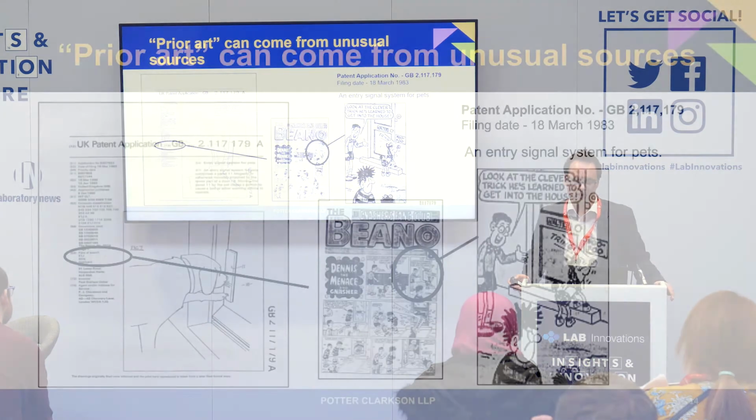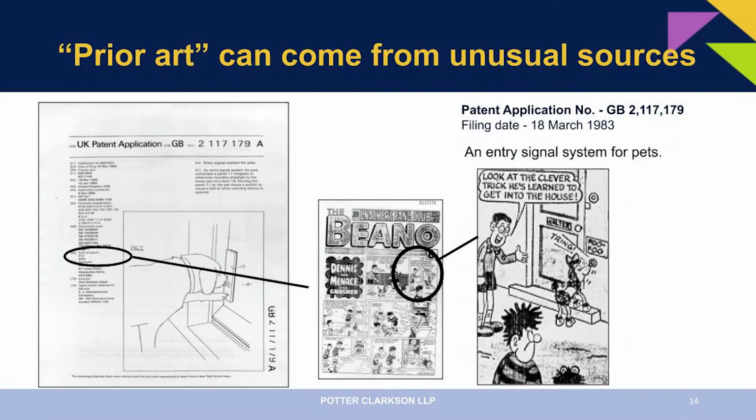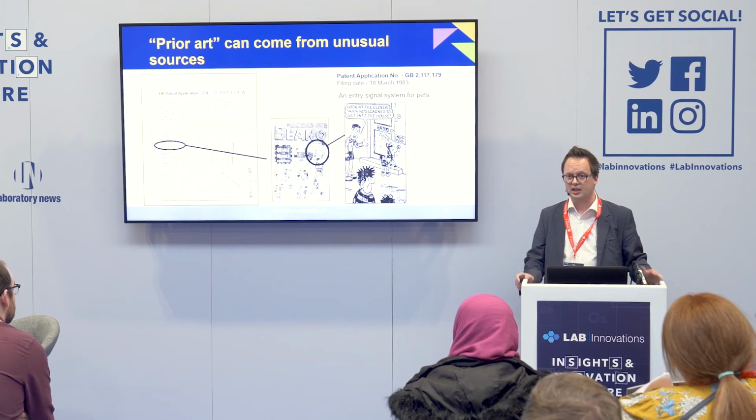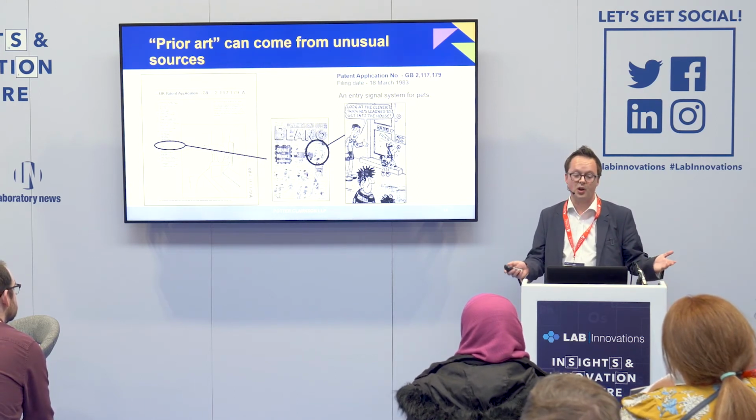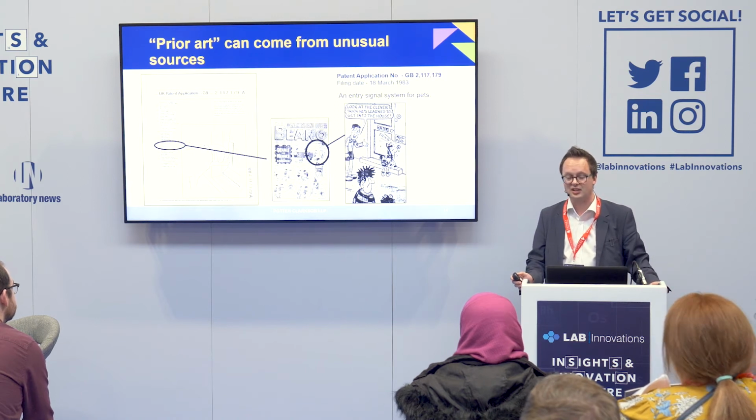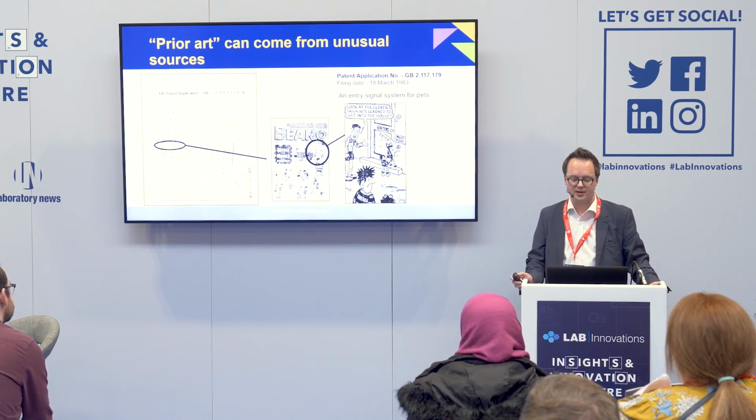So just an example of the fact that this prior art can come from anywhere. It's obviously not from a lab environment, but this is a UK patent application for a doggy doorbell, and the UK Patent Office said that it wasn't novel over the Beano, and so refused to grant the patent. So the prior art can come from any kind of location, so be aware of what you're disclosing.